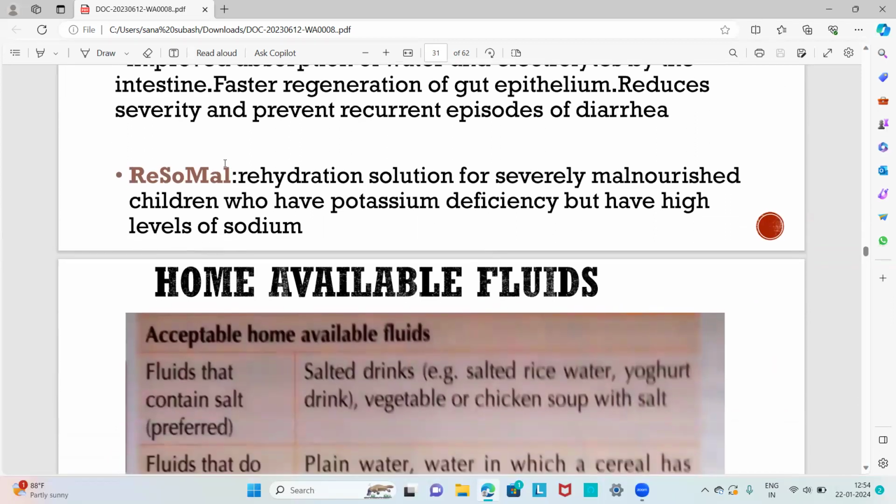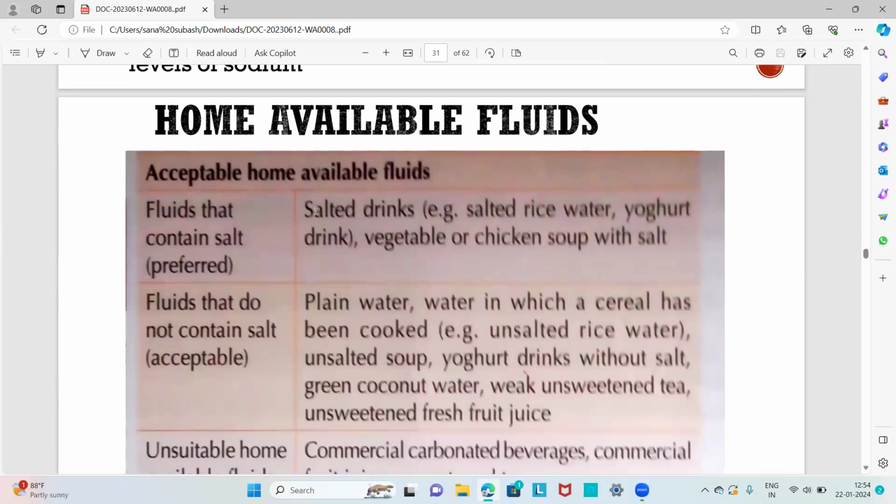So we have to write about the difference between the ReSoMal and ORS, that is, the ReSoMal has increased potassium content and decreased sodium content. That's all about the short notes.